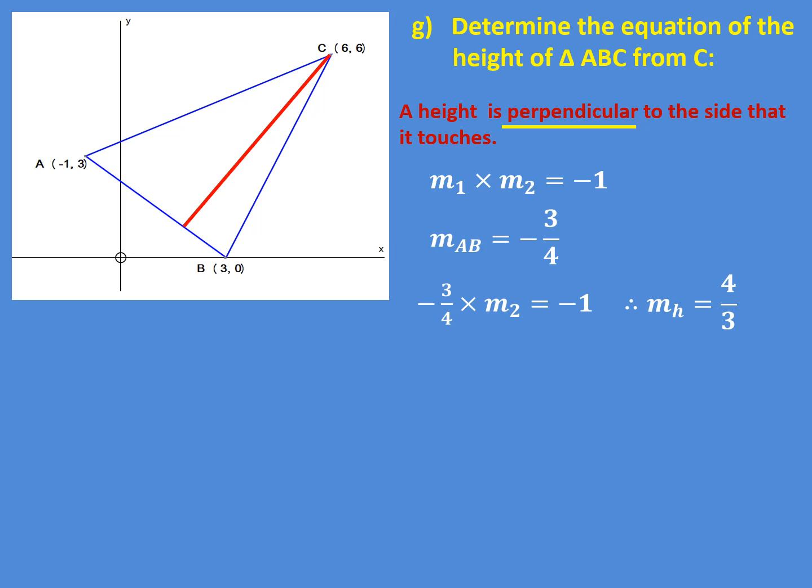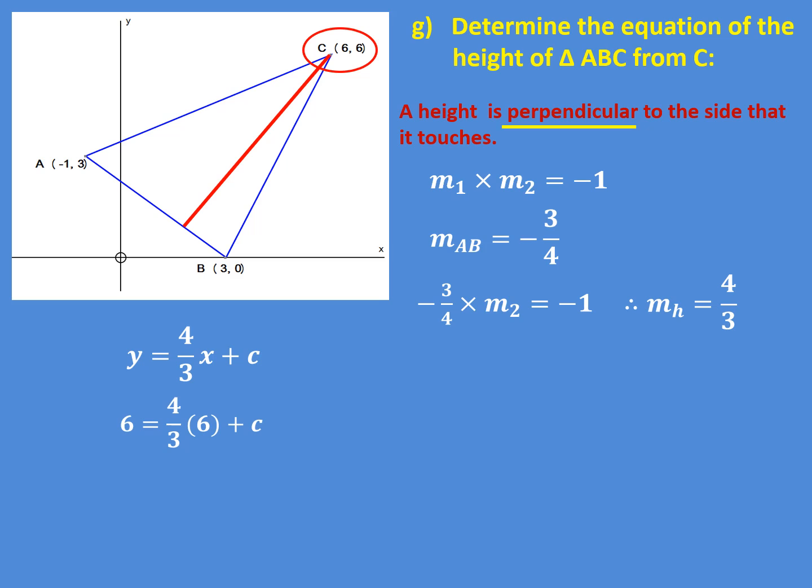Okay, so now, if we have a look here, we want y is equal to 4 over 3x plus c, and I still need to calculate c. If I look at my sketch, the only point that that line is touching is C, so that is the coordinate I have to use. So it's always a bit confusing, which coordinate do I have to use? The one that the line is touching. So I'm going to substitute in 6 and 6.